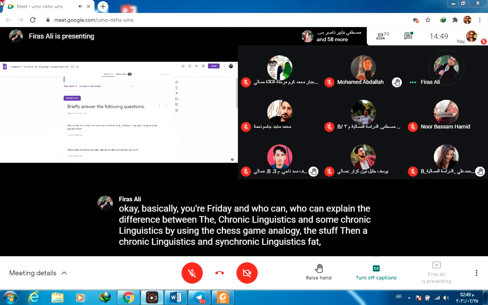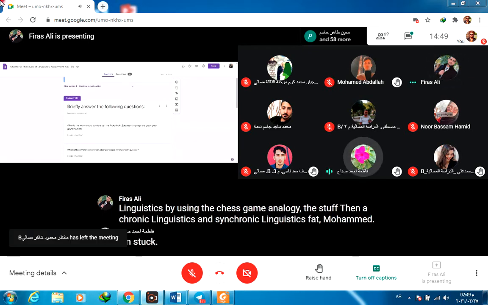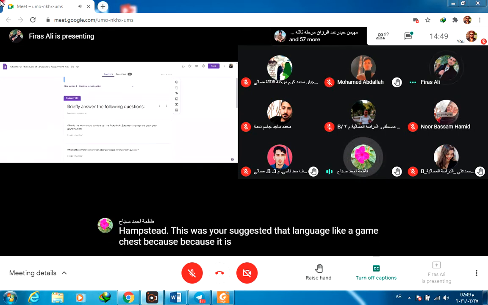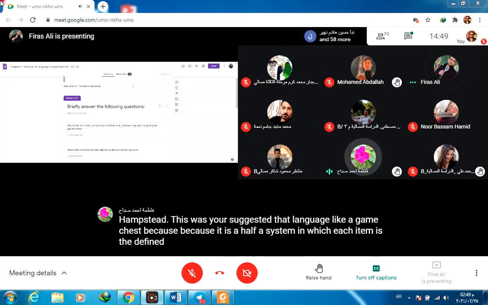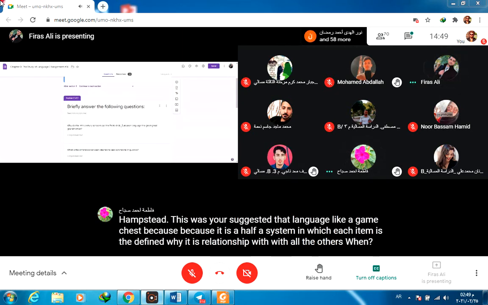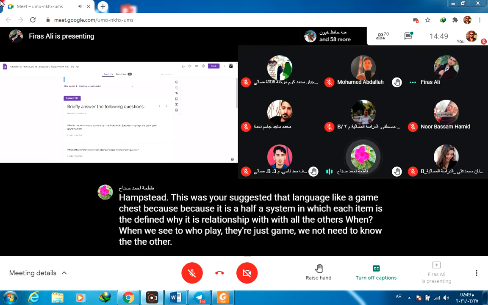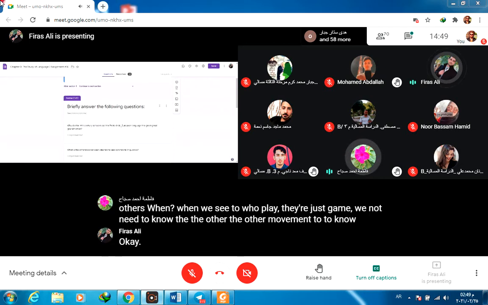Saussure suggested that language is like a game of chess because it has a system in which each item is defined by its relationship with all the others. When we see two people play the chess game, we do not need to know the other movements to know a particular movement. Now you have started giving me something useful. Okay, at the beginning it was memorized things, Fatima, now you're giving me something useful.